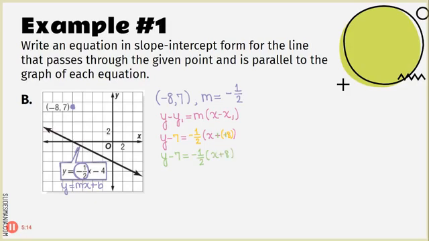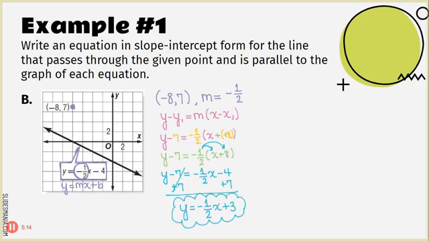Then we're going to write this in slope-intercept form by distributing. So if I distribute my -1/2, we get y minus 7 equals -1/2 x, and a negative times a positive is a negative, and half of 8 is 4. And then my last step would be to undo subtracting 7 by adding 7. -4 plus 7 is going to be +3. So we have y equals -1/2 x plus 3.